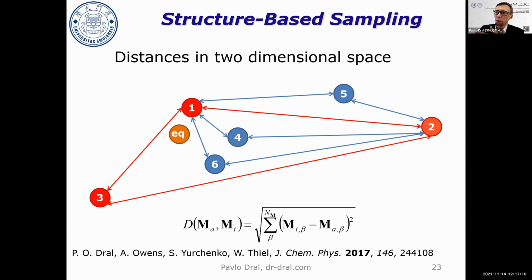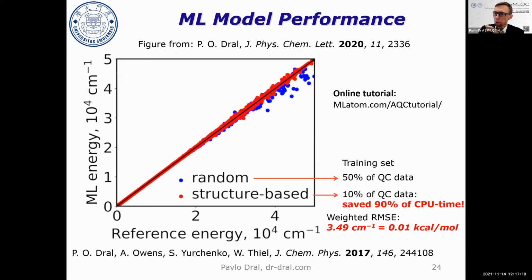And to do it in high-dimensional space, you can use this kind of structure-based sampling, where you select different points as far apart as possible. If you know the space from which you select training points and do it in this more or less clever way, rather than randomly, you can use much fewer points, like here in this example, 5 times fewer points than with random sampling, and get an even more accurate model.